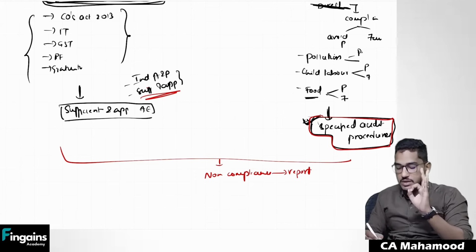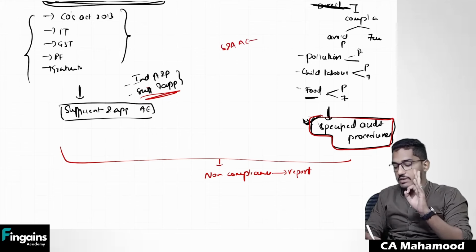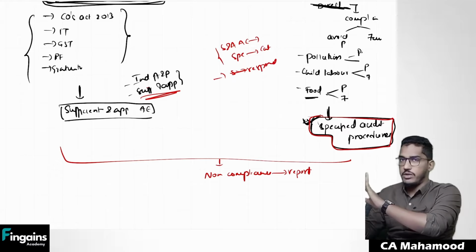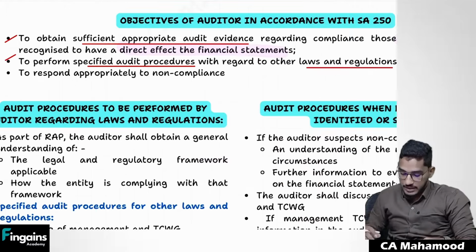So 3 objectives: obtain sufficient and appropriate audit evidence regarding category 1, perform specified audit procedures regarding category 2, and by performing this, if you find any non-compliances, you have to respond appropriately, you have to report appropriately. How to report it? We will see it now.